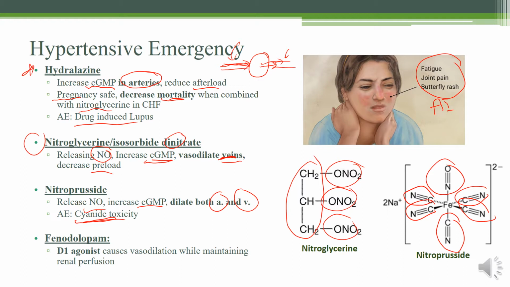Let's go on to the last one. This is going to be fenoldopam. Fenoldopam, it has a DO in its name, so I just try to remember it as D1 agonist, and this D1 agonist causes vasodilation, especially in the kidneys.